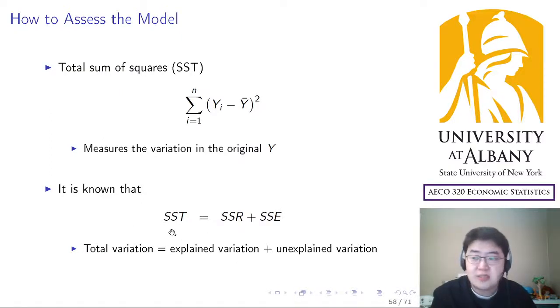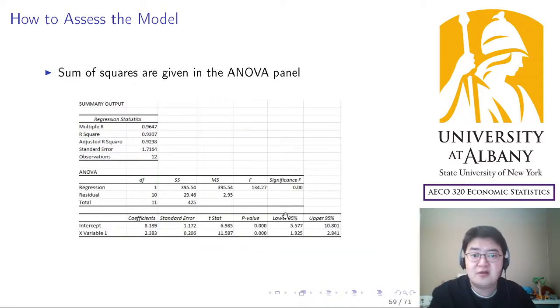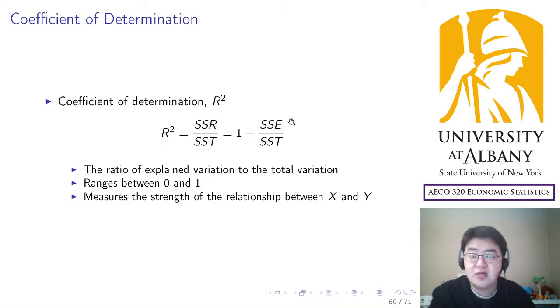So I just introduced that the total variation in the dependent variable, the variable you want to explain, can be decomposed into an explained part and an unexplained part. Then it is natural to think of their ratio. How much is explained? We call that the coefficient of determination.